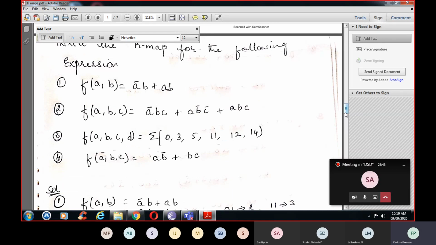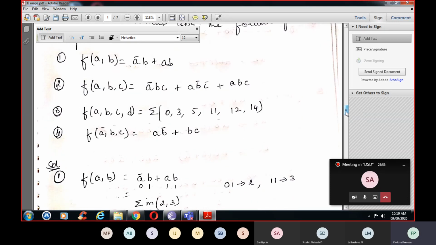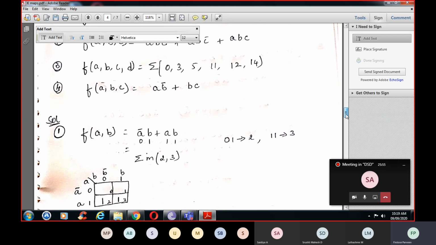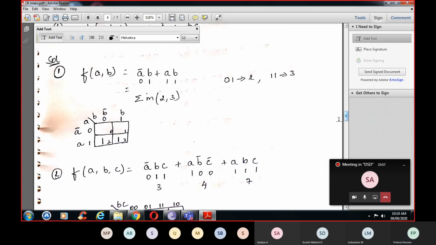Now write the K-map for the following expression. So they've given some expressions. You have to draw the K-maps. So first one we will take. We have seen this one already. F of AB is equal to what they have given? A bar B plus AB.